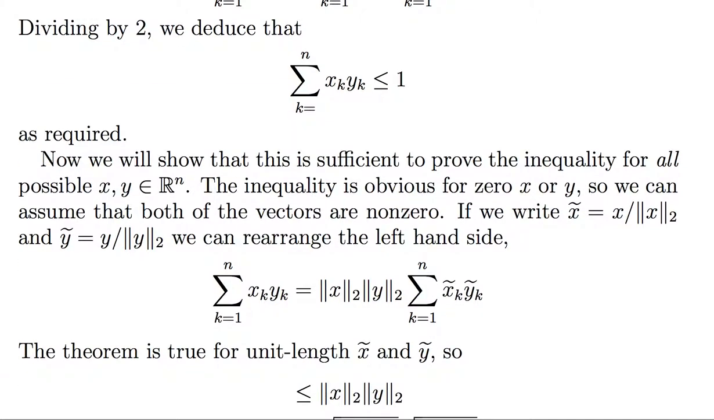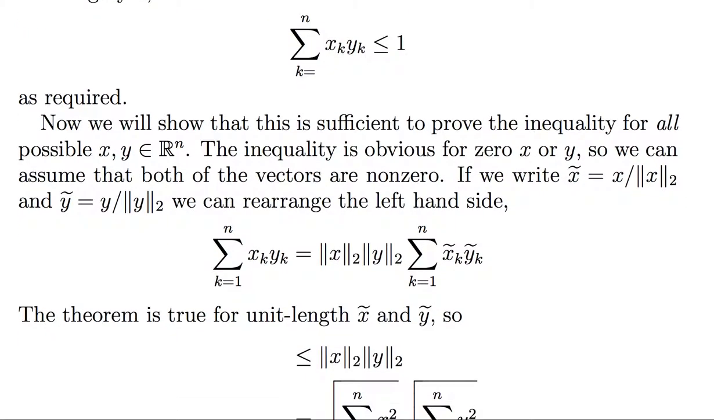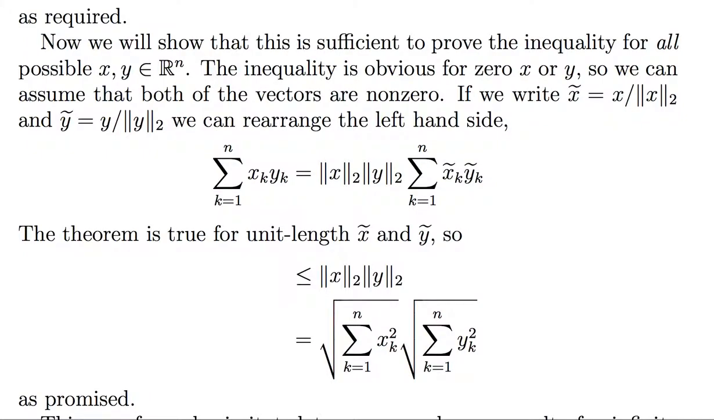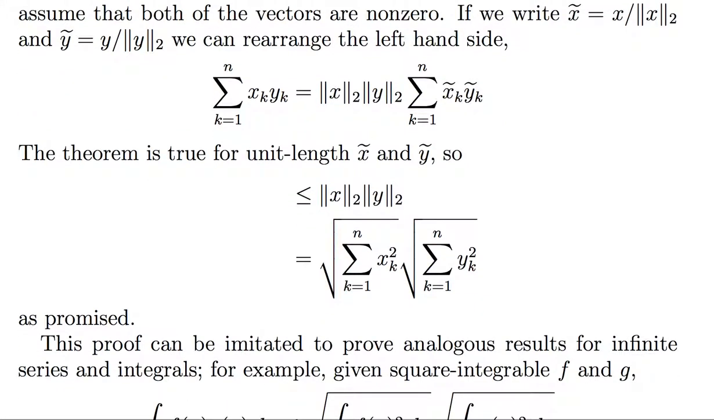The theorem is true for unit length x and y, so this is less than or equal to the 2 norm of x times the 2 norm of y, which is the square root of the sum of xk squared from k equals 1 through n times the square root of the sum of yk squared from k equals 1 through n, as promised.